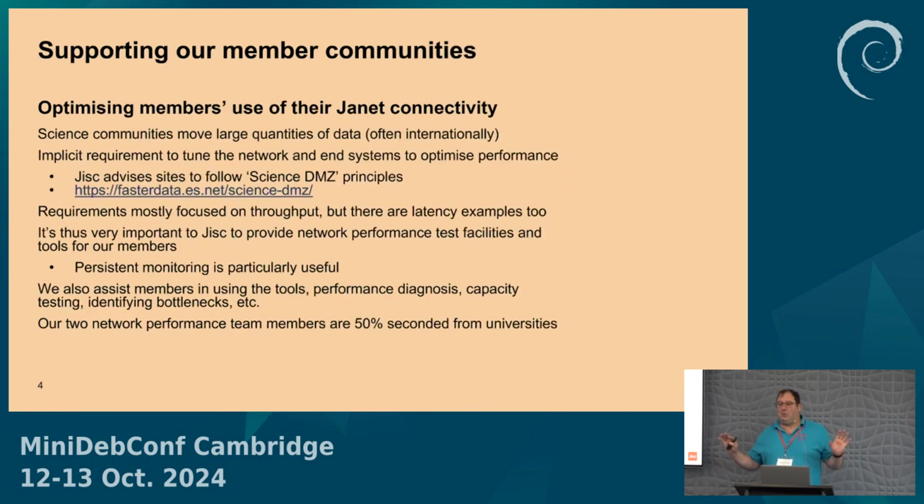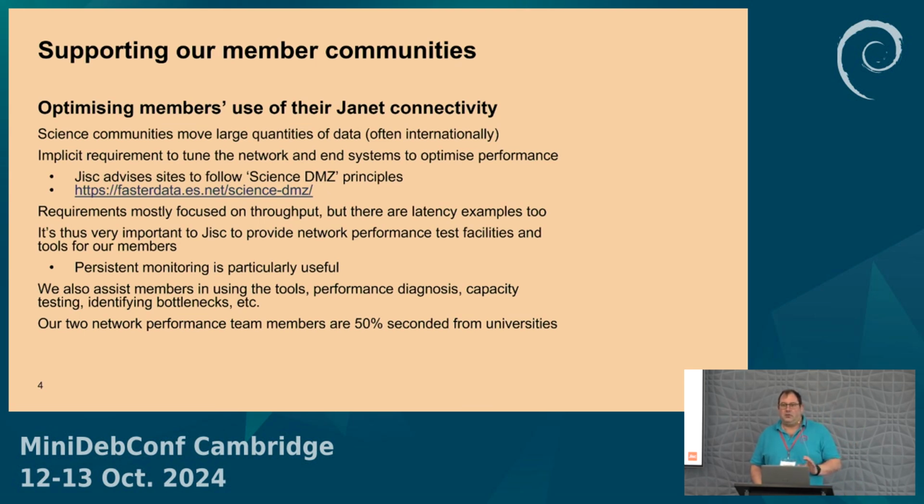So we've got this really nice, rather fast network, and one of the things that we want to do is make sure that people are able to use it and use it well. So science communities, notably particle physics, move vast quantities of data. In a data challenge in the spring, the CERN experiments moved 110 petabytes worldwide in 2 weeks. So quite a lot of data.